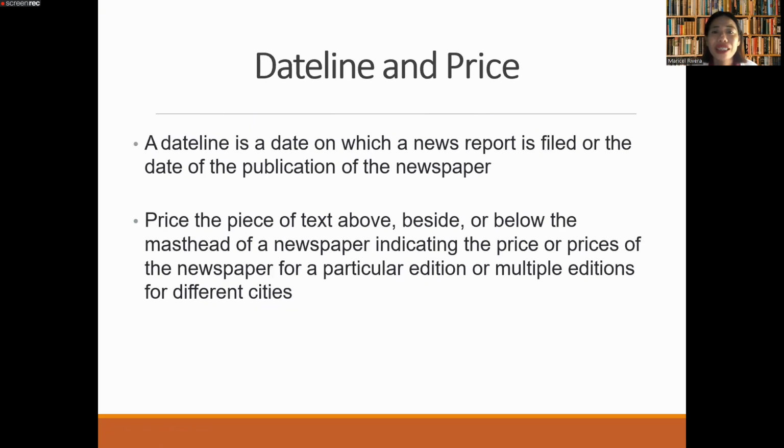Now we do have the dateline and price. Earlier in the front page, we kind of see it already. And in fact, in the sample also, we saw already a dateline. A dateline is of course somewhere you can find the date on which a news report is filed, or the date of publication of the newspaper. Now, the price is the piece of text above, beside, or below the masthead of a newspaper. We indicate here the price or prices of the newspaper for a particular edition or multiple editions for different cities.